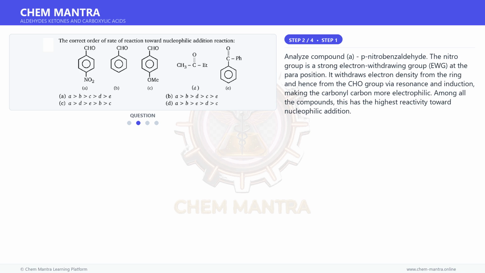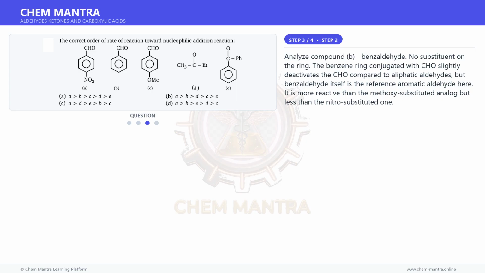Analyze compound A, p-nitrobenzaldehyde. The nitro group is a strong electron withdrawing group, EWG, at the para position. It withdraws electron density from the ring and hence from the CHO group via resonance and induction, making the carbonyl carbon more electrophilic. Among all the compounds, this has the highest reactivity toward nucleophilic addition. Moving on to the next step.